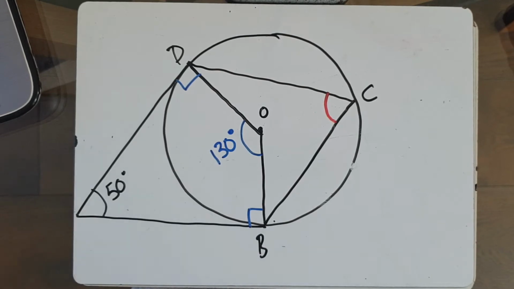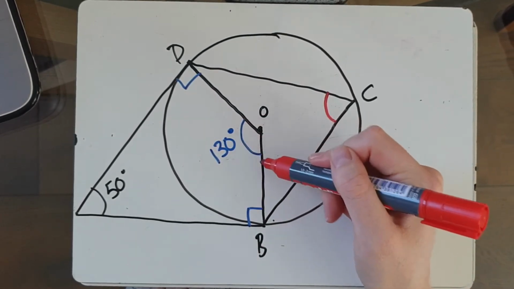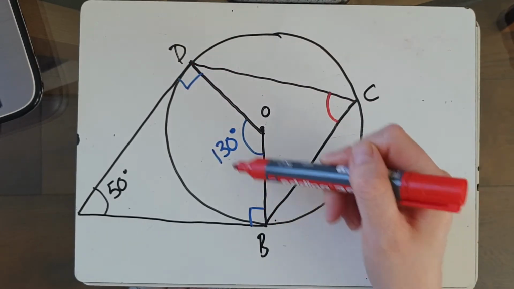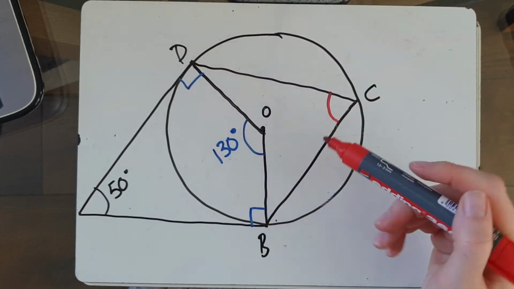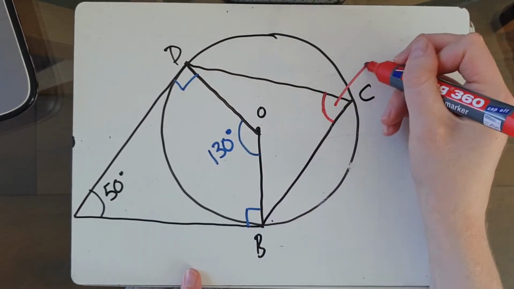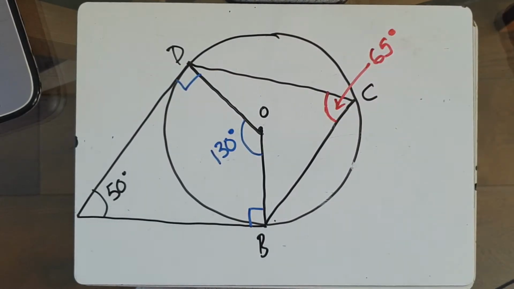Now we apply the circle theorem. The angle at the centre is twice the angle at the circumference when they're subtended from the same arc or chord. So this one must be half of this one, so that angle is 65 degrees.